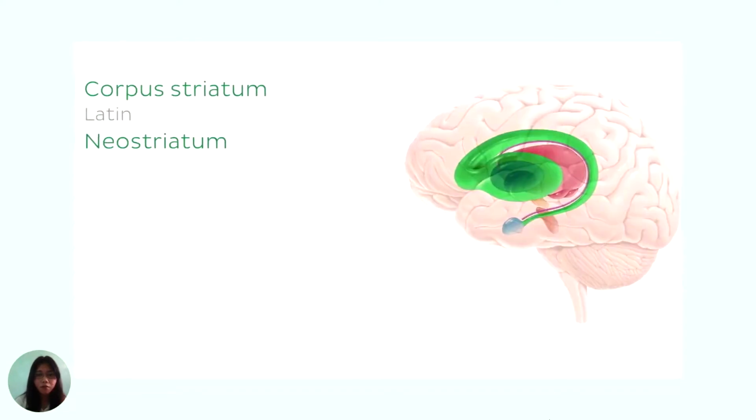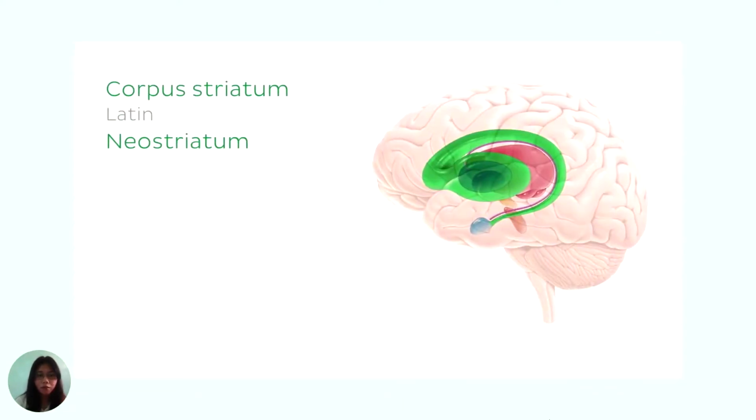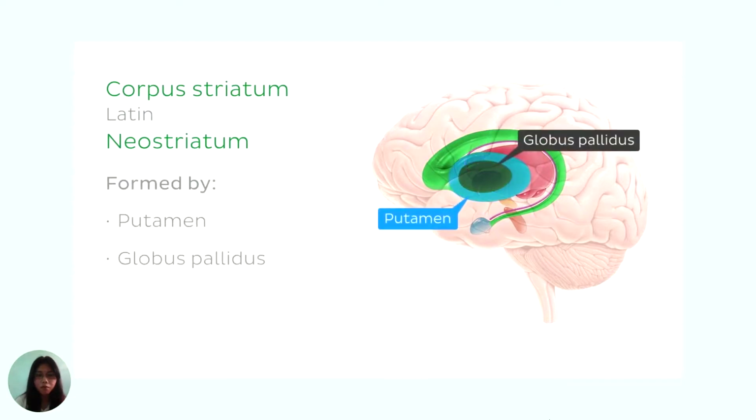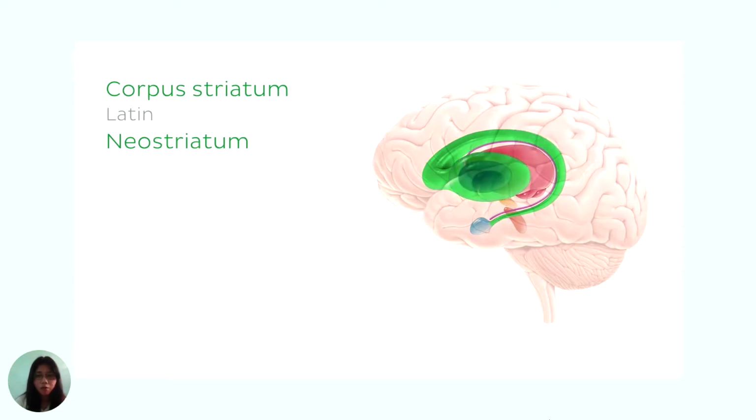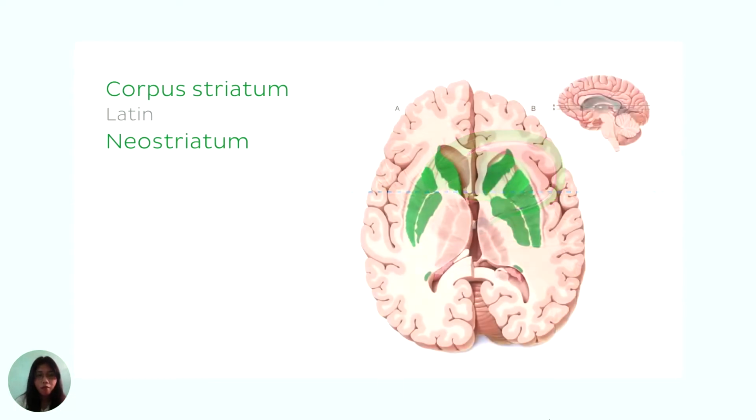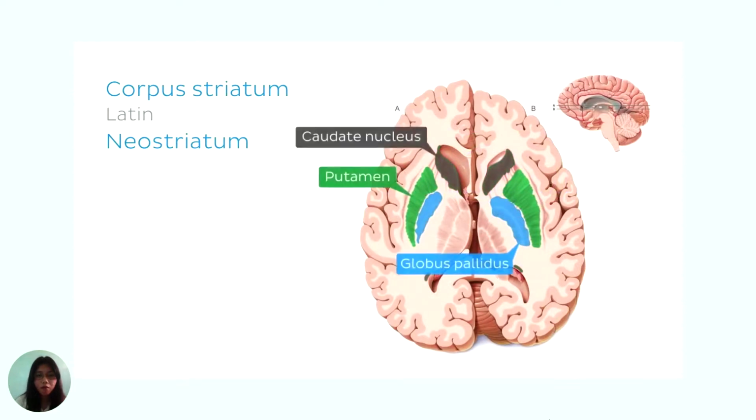First up, let's talk about the corpus striatum. The corpus striatum is a bilateral collection of three grey matter nuclei found in the inferior cerebral cortex. It is formed by the putamen and the globus pallidus, which together form the lentiform nucleus, and the caudate nucleus. The corpus striatum literally translates to stripy body, and if you look at a horizontal section through the brain, you can see why. All three nuclei forming the corpus striatum have a striated appearance due to the strands of grey matter passing through the internal capsule from the caudate nucleus to the putamen.